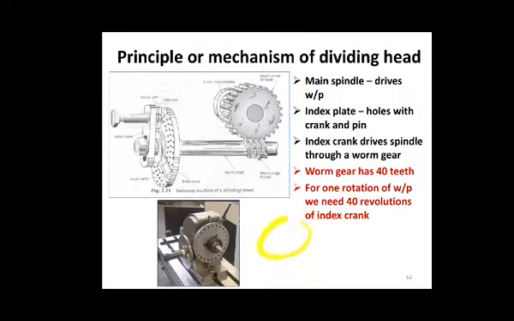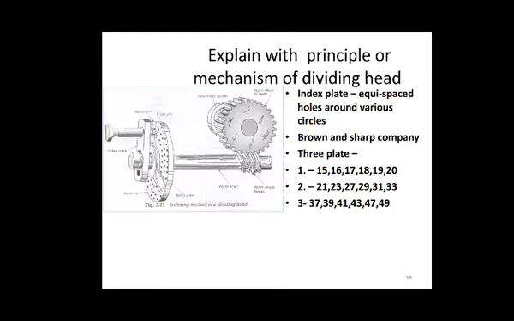So here the index plate is there. It has equispaced holes around various circles. Normally it is from the Brown and Sharp company, and it has 3 plates. The first plate has 15, 16, 17, 18, 19, 20 hole circles, the second plate has 21, 23, 27, 29, 31, 33 hole circles, and the third plate has 37, 39, 41, 43 to 47, 49 hole circles.